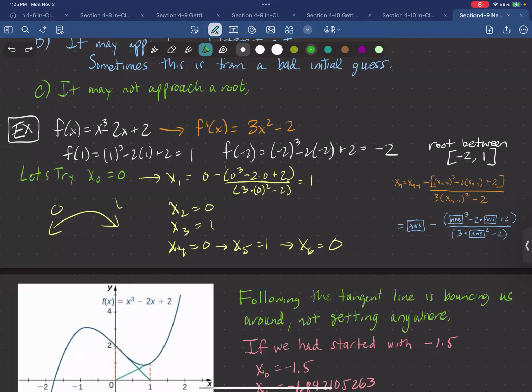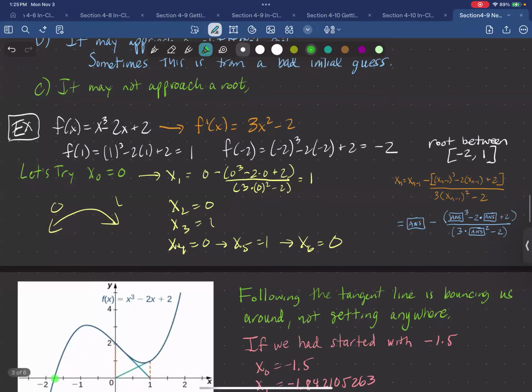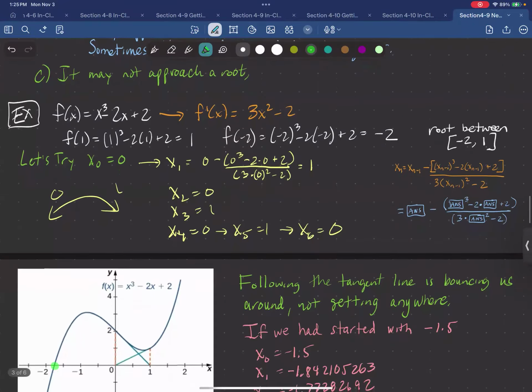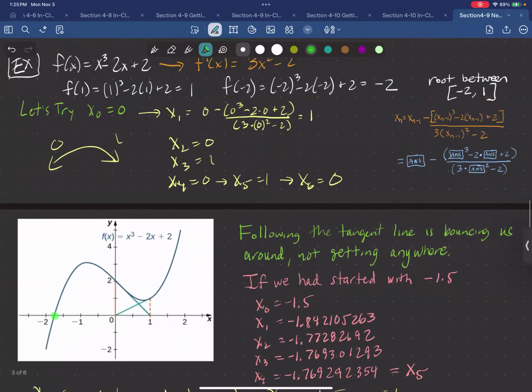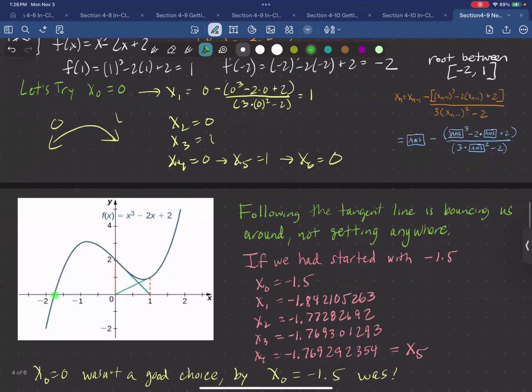Okay? So it turns out x0 equaling 0 was not a good choice. And we can see over here, it's like below negative 1 but above negative 2. If I had started with negative 1, or negative 1.5, negative 1 would have been a good starting point too. When you do this, you see that we approach the actual root at negative 1.769, and it turns out to work pretty well, okay?